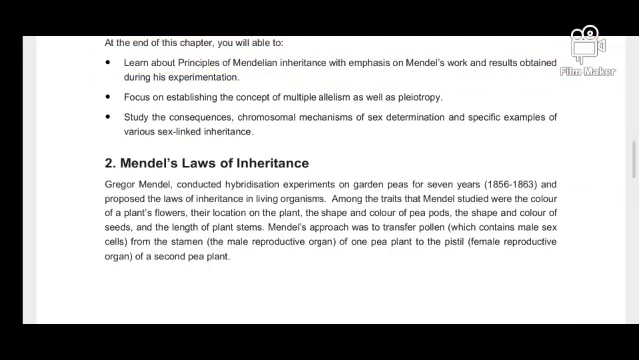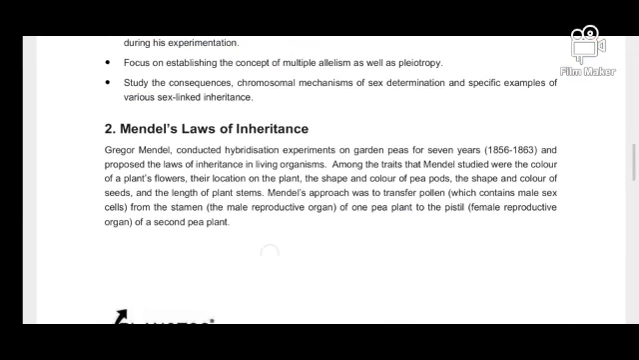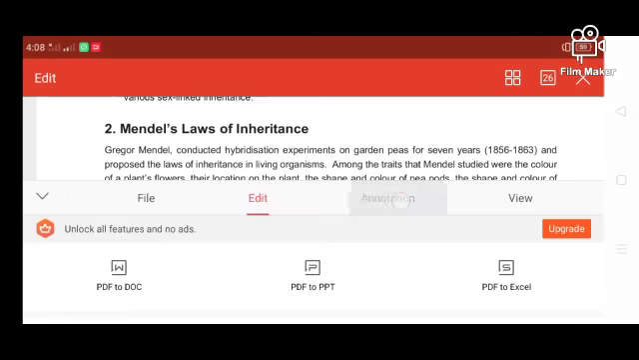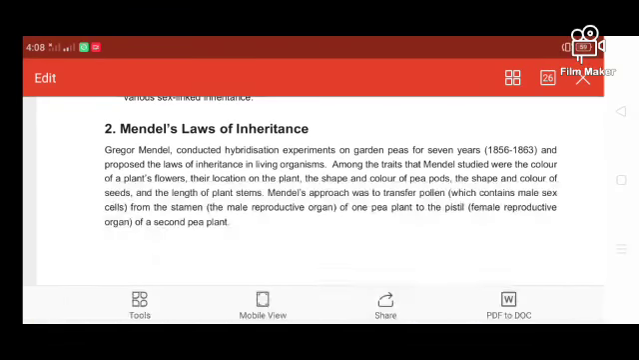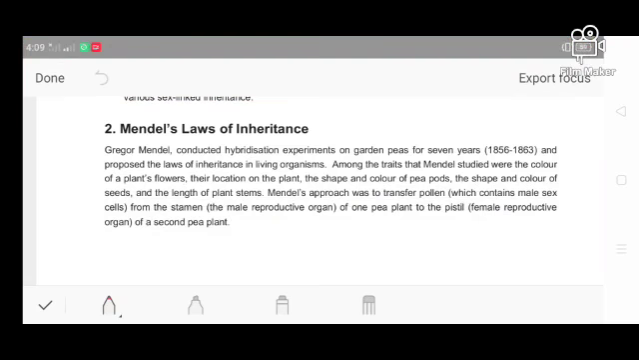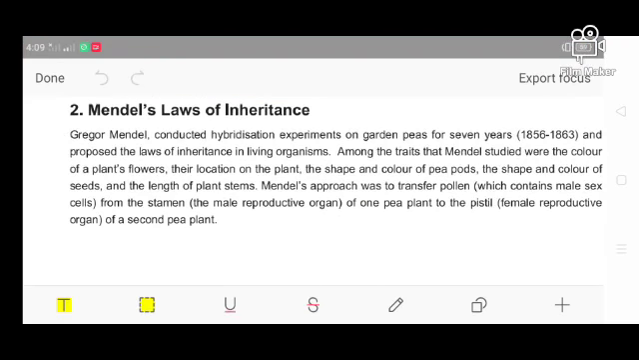So in this topic I am going to discuss another important thing, that is Mendel's law of inheritance. So what is Mendel's law of inheritance? Very important one. Okay, so just wait for a while. My dear friends, what is Mendel's law of inheritance?